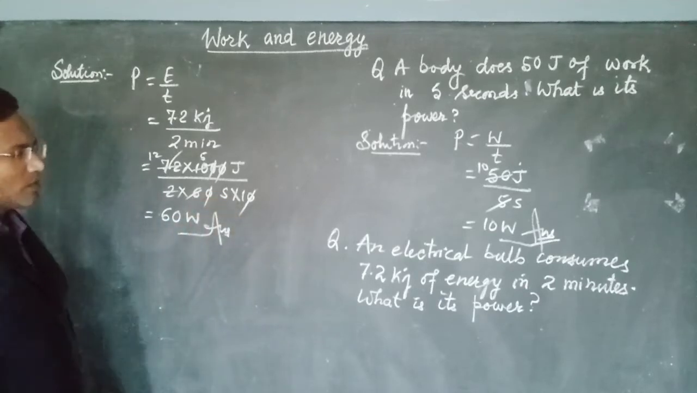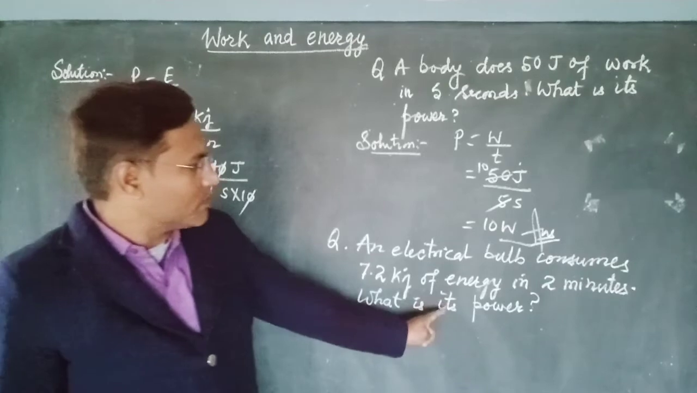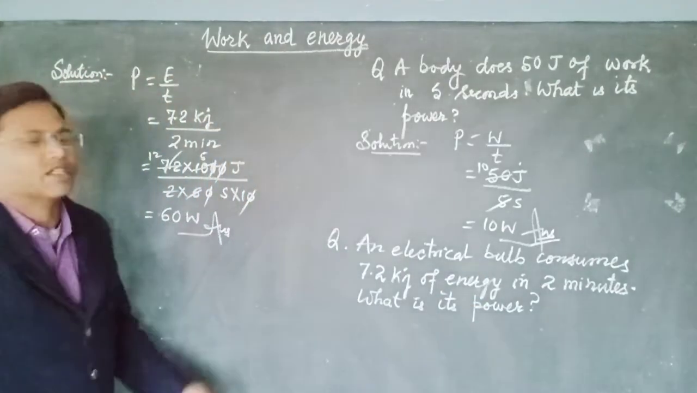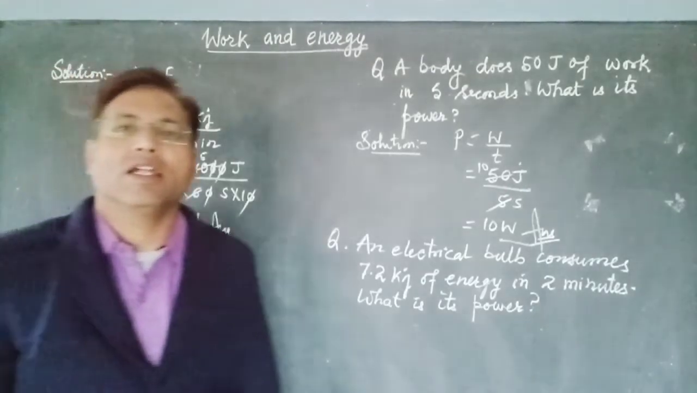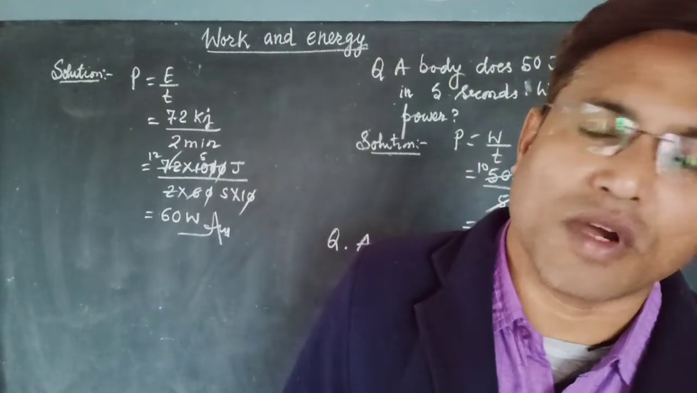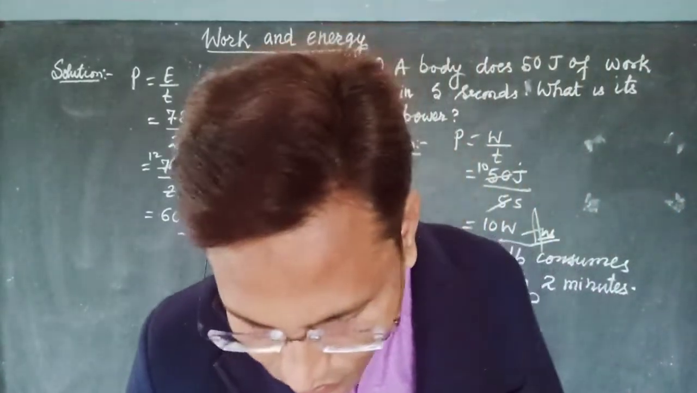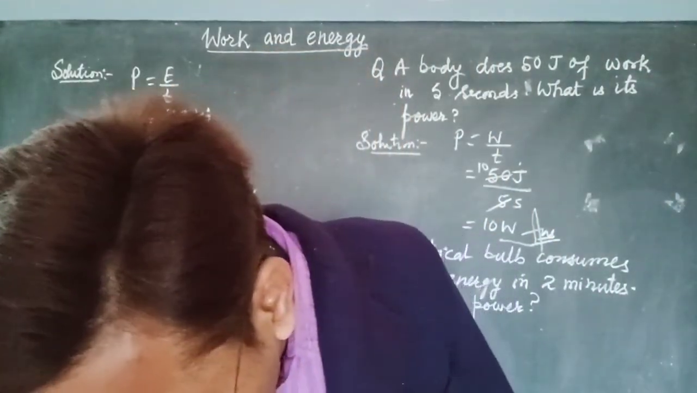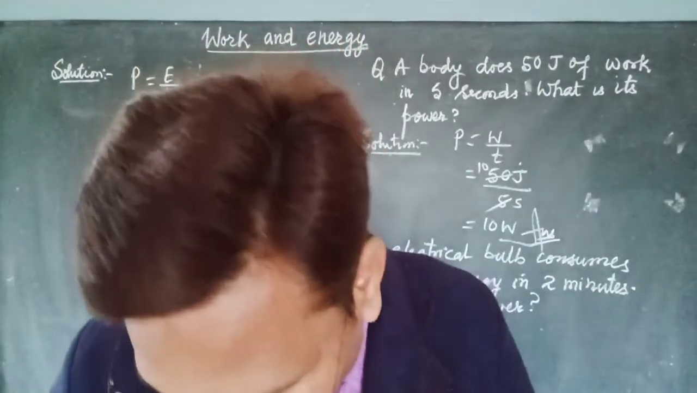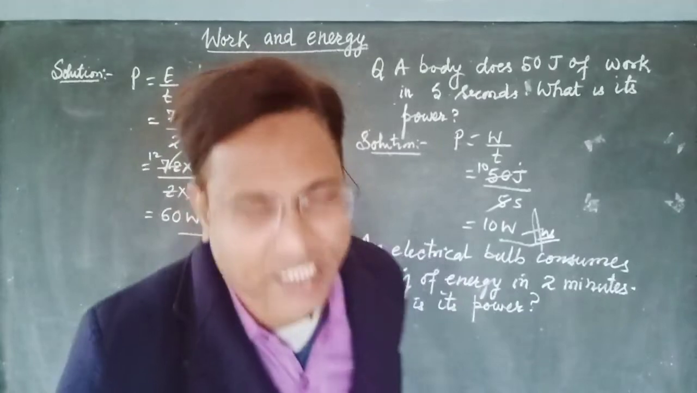What is its power? It means what is the power of this electric bulb? So the power of this electric bulb is 60 watt. That means it will consume 60 joules of energy in 1 second. Next, there are many more numericals, and you will solve them.